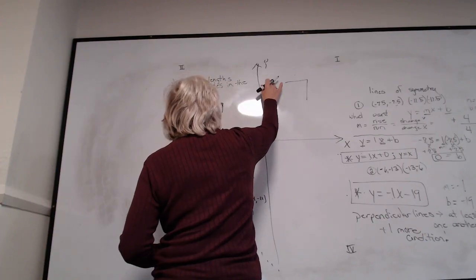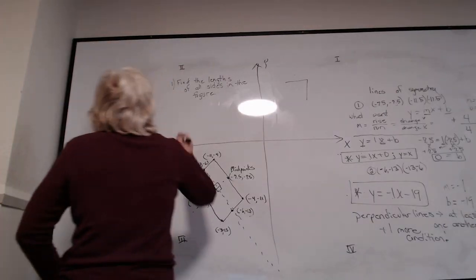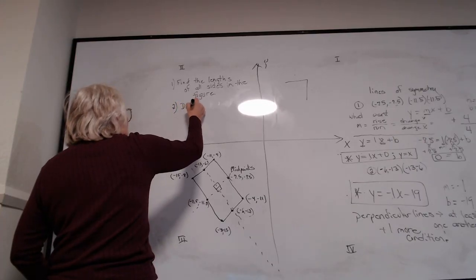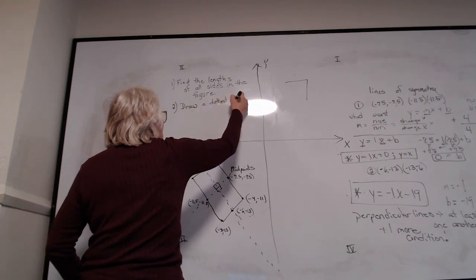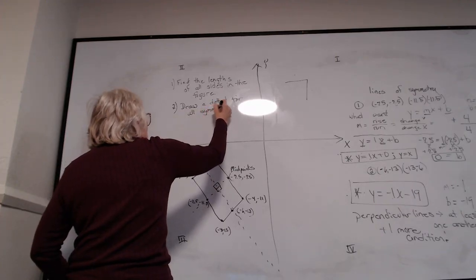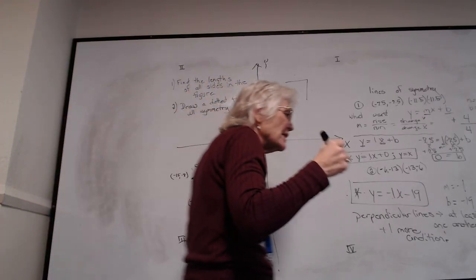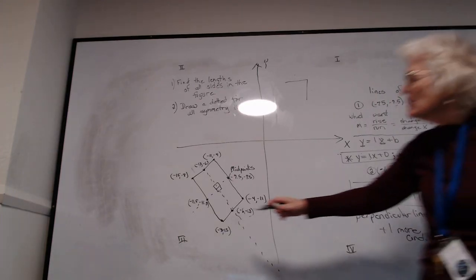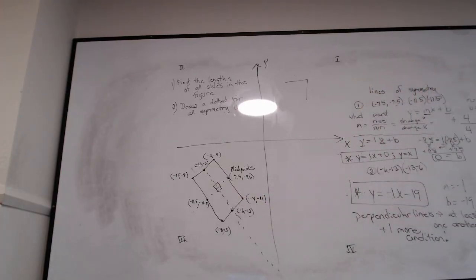You're going to do it for the triangle, and then you're going to do it for down here. And so you need to look at those lengths. Second, you're going to draw a dotted line for all symmetry lines. So draw the dotted line to represent the symmetry lines. Does that make sense? Just kind of like we drew it here. Okay, so draw those lines.